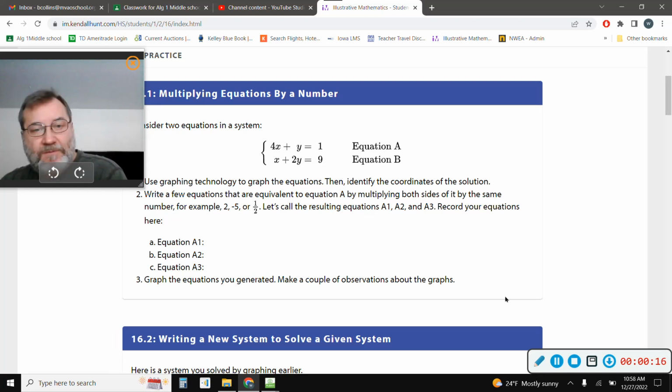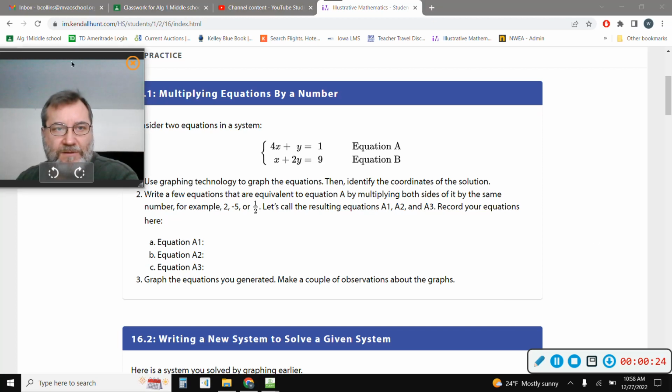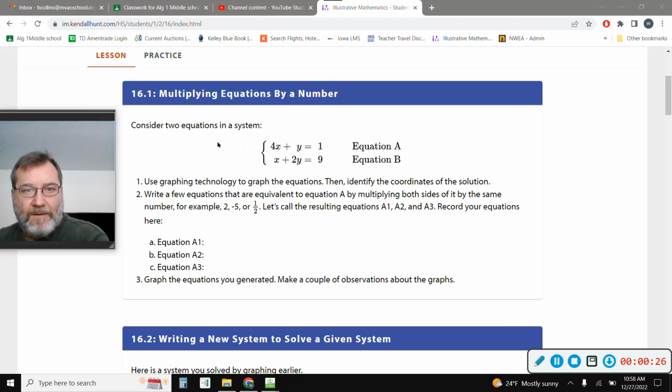And so we're going to be continuing on, giving you more examples and showing you a little bit different ways to look at stuff. So we're going to start out with these two equations here. You've got 4x plus y equals 1, that's considered equation A, and x plus 2y equals 9, equation B. So we're going to try to use these to solve for the solution. In other words, the place where they will be intersecting.